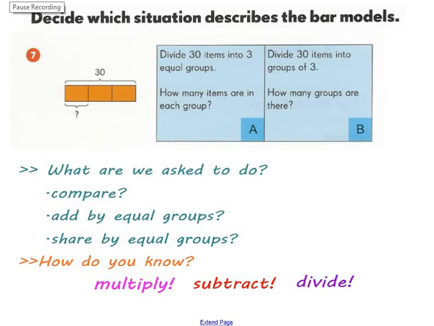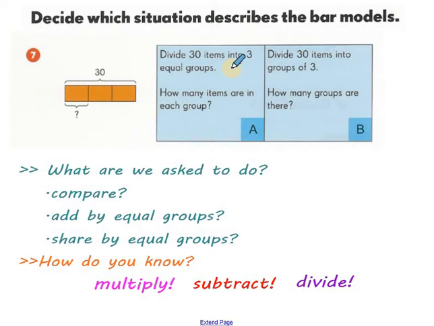Okay, you can pause anytime you need to take a break. Decide which situation describes the bar models. So I'm looking at number 7, and I know that these 3 boxes make 30, and that each box is the same size. And I'm trying to figure out what is the size of this box. So here's my first story. A, divide 30 items into 3 equal groups. And the question is, how many items are in each group?